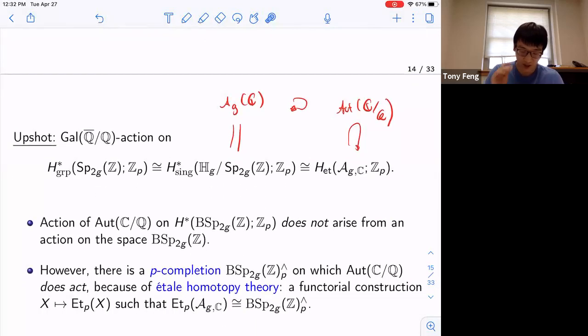However, there's a better statement one can make, which is that if you p-complete this classifying space, then the action is some sort of continuous action, because this p-completed classifying space is interpreted as an étale homotopy type. So it's interpreted as the étale homotopy type of the moduli space of abelian varieties over complex numbers. And in particular, this étale homotopy theory is a functorial construction from a variety or a stack to its étale homotopy type. So an algebraic action will become a continuous action. So the fact that we said something more refined, that we are able to get an action on an actual space, will be important later.